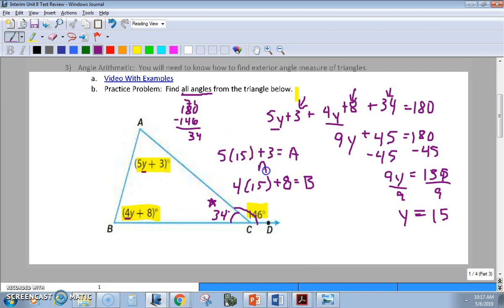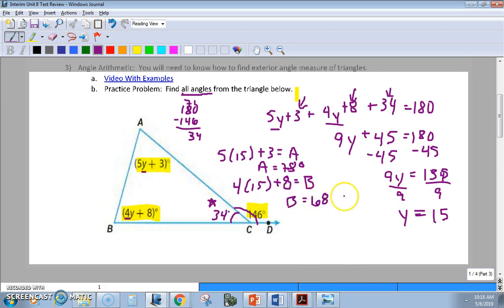So A should be 78 degrees. And B, 4 times 15 is 60. There's 4 quarter hours in an hour. That's how I think about that. Plus 8 is 68. So B is equal to 68.